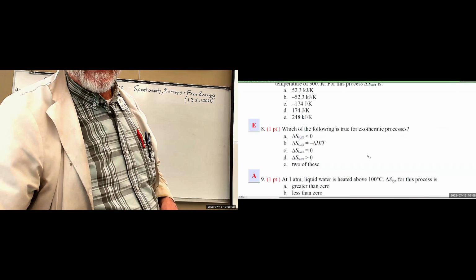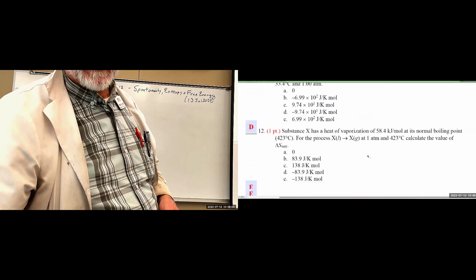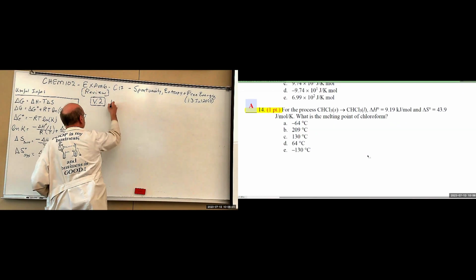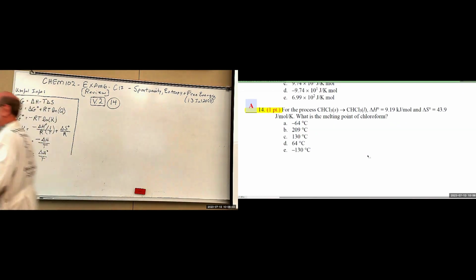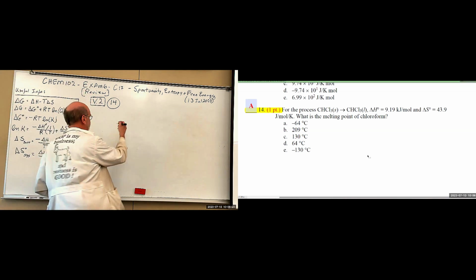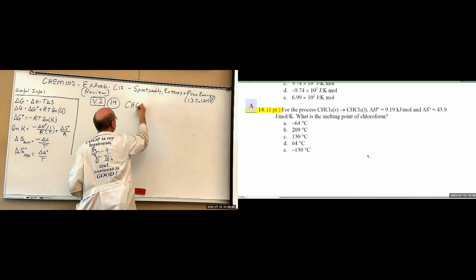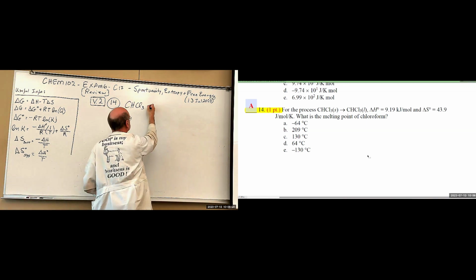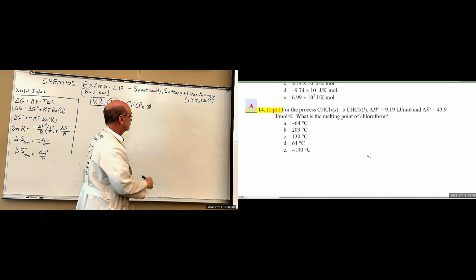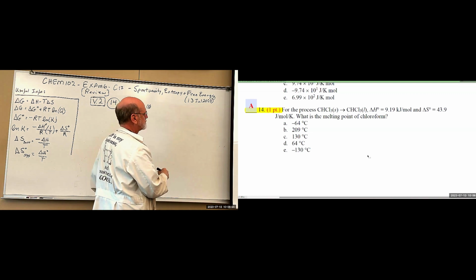Let's see. Skip a bunch. There, 14. For the process, what in the world is that? That's trichloromethane. Ooh, solid. This must be cold.